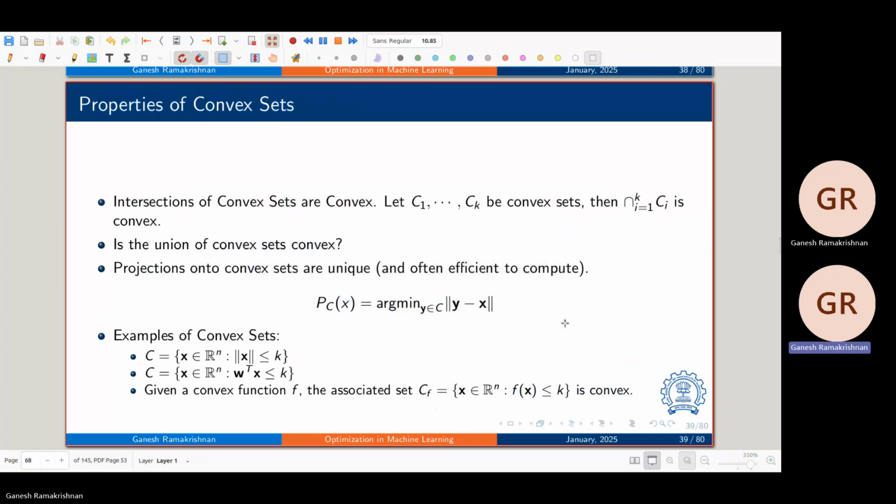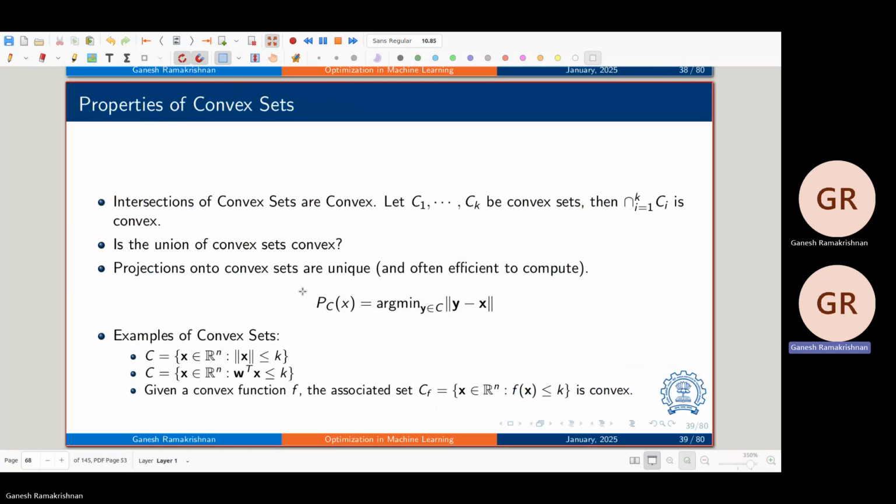Projections are already motivated, but projection can be proved to be always unique if you are projecting to a convex set. We will do more of the intuitive understanding on these questions in class. So if I consider a point, let's say a point X, and the set is non-convex.